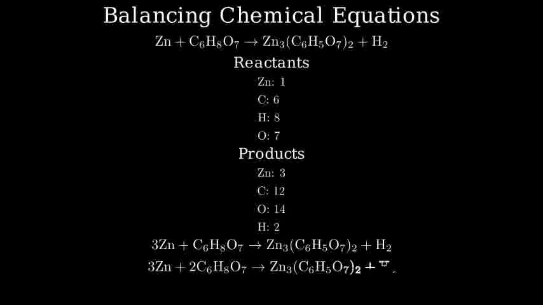Next, let's balance the carbon atoms. There are 6 carbons in 1 molecule of citric acid, but 12 needed in the zinc citrate. So we introduce a coefficient of 2 for citric acid.